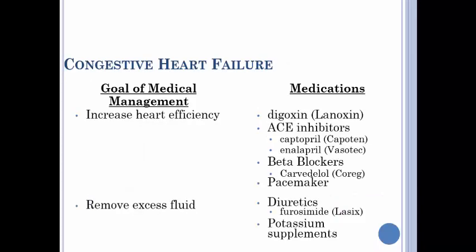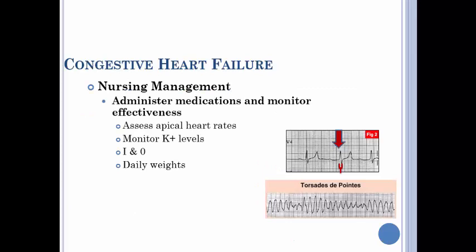The goal of medical management is to increase the heart efficiency, and drugs like digoxin, your ACE inhibitors, beta blockers, and pacemakers will help to do that, or by removing excess fluid, which is diuretics, and then we usually have to supplement with potassium because of the depletion of the potassium from the diuretic. Nursing management is to administer medications and monitor for effectiveness. You want to assess apical heart rates, monitor potassium levels. We usually like to keep them in the higher to normal levels in somebody with a cardiac issue.